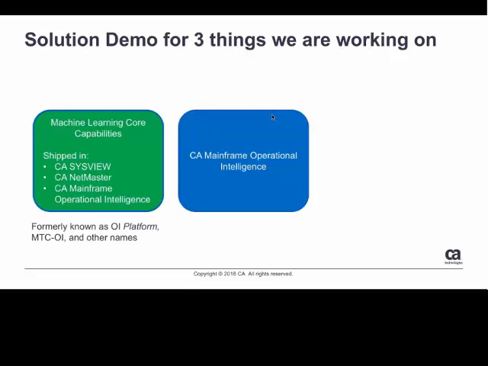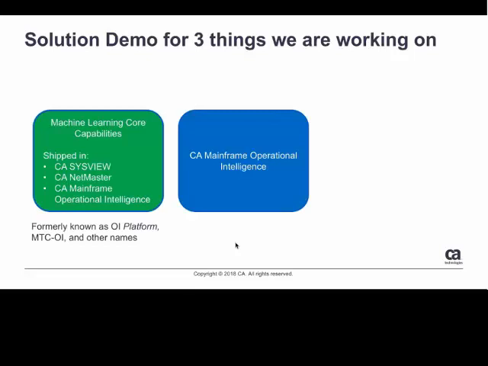The next thing we're working on is CA Mainframe Operational Intelligence. This builds on top of those core capabilities, and we add some additional new machine learning algorithms, some new workflows, and some new technology above and beyond what we find in the core. This is a separate purchase from what you traditionally would get with a SYSVIEW or a NetMaster, and we're going to talk a lot about what's unique and what we've added into it in the course of this session.